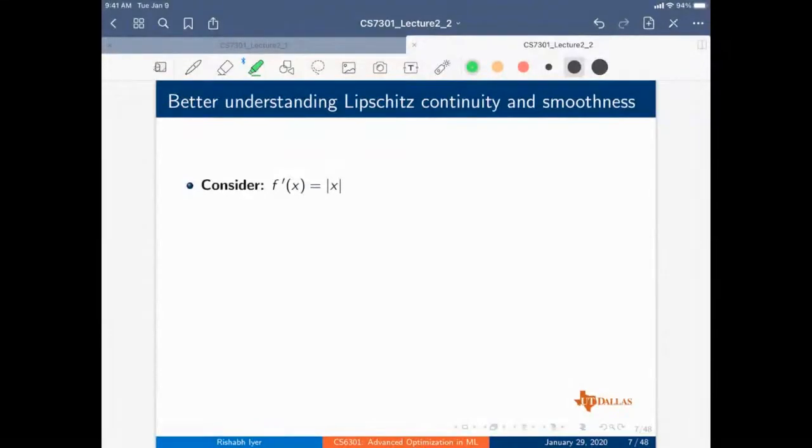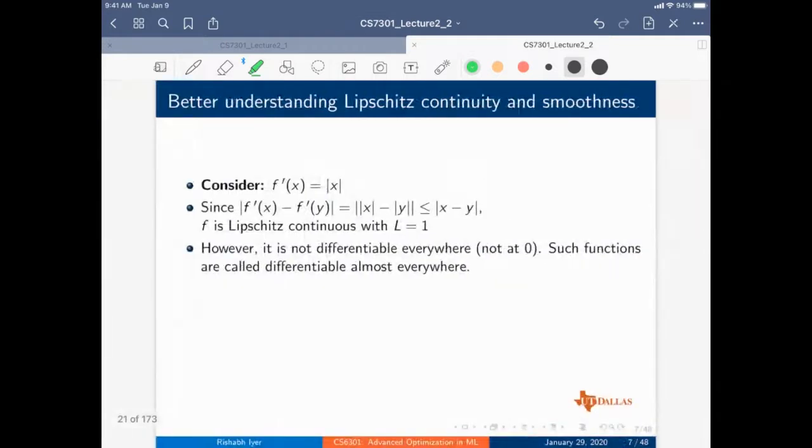Okay, then maybe we'll take one more example very quickly. Take this function where f prime of x is equal to the absolute value of x. You have this from Lipschitz smoothness. And the absolute value is actually Lipschitz continuous, so it's not Lipschitz smooth, sorry, Lipschitz. But this function is not differentiable everywhere. In fact, it's not differentiable at 0.